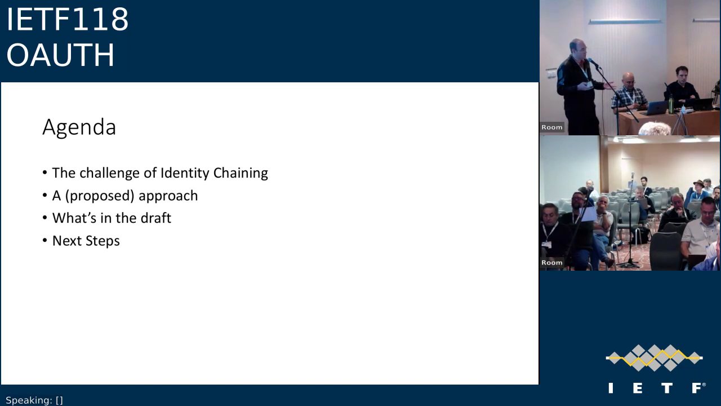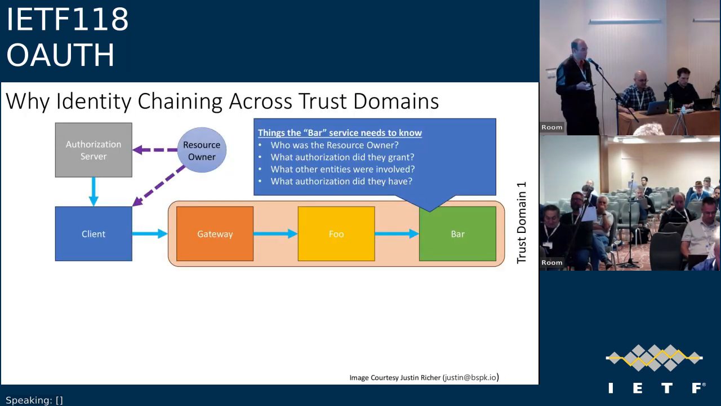So I'm going to talk a little bit about the challenge of identity chaining, just as a reminder, our proposed approach. I'll talk a little bit about what's in the draft, and then maybe get a feeling for folks in this room or in the meeting on where we should go with this work next. So I think first off, starting out, you may have seen this picture before.